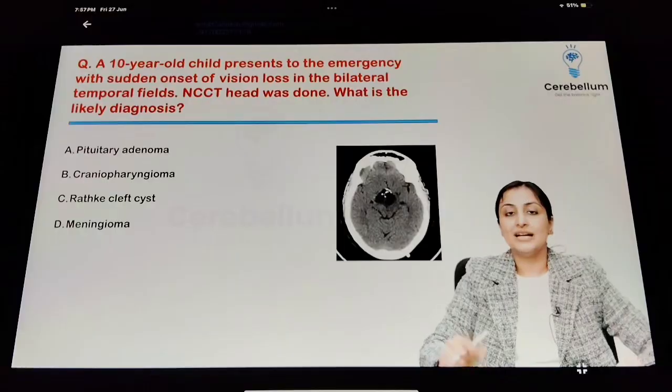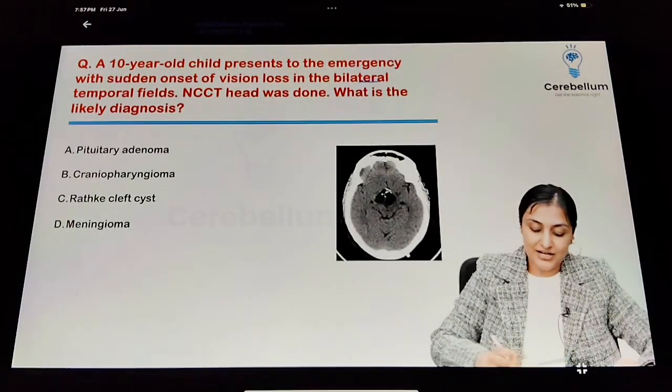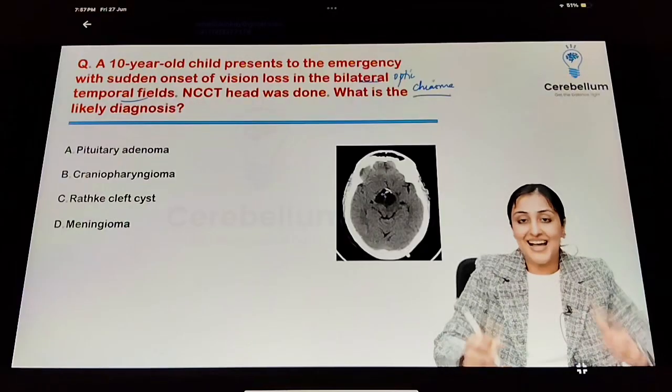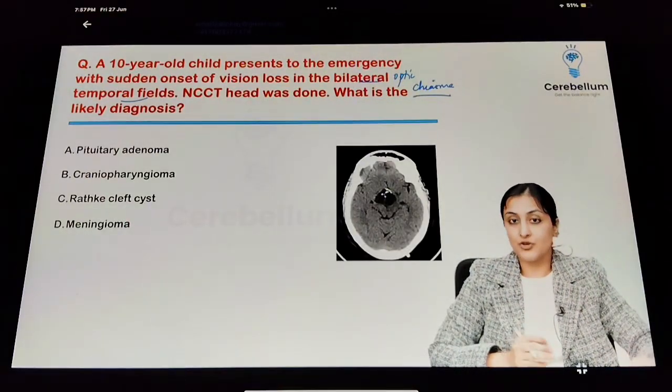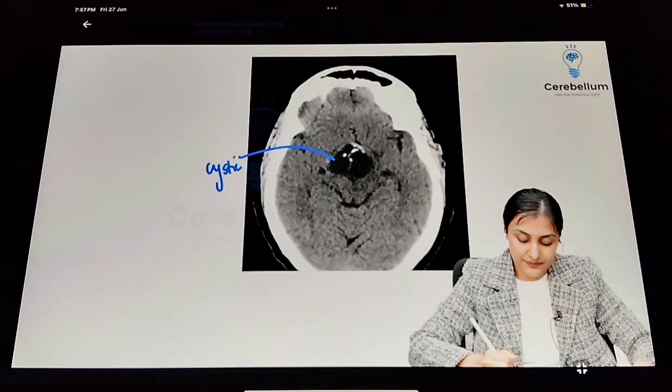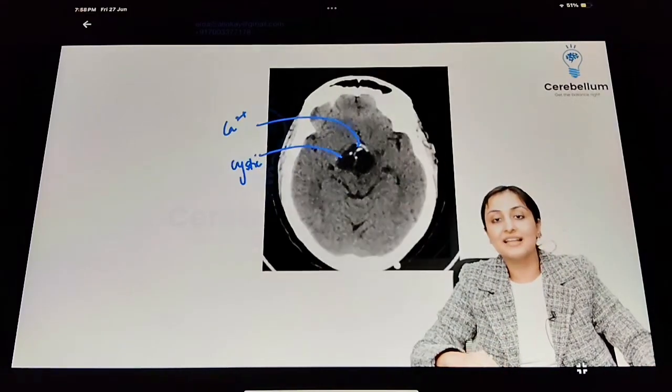Next, a 10-year-old child presents to the ED with vision loss in bilateral temporal fields. Means we localize it to the optic chiasma. Optic chiasma meaning bitemporal hemianopia, right? So child, and look at the CT. You can see that there is a cystic lesion with calcification. These white foci are calcifications.